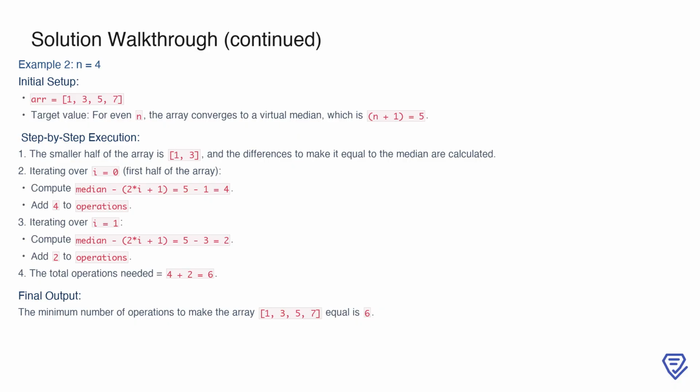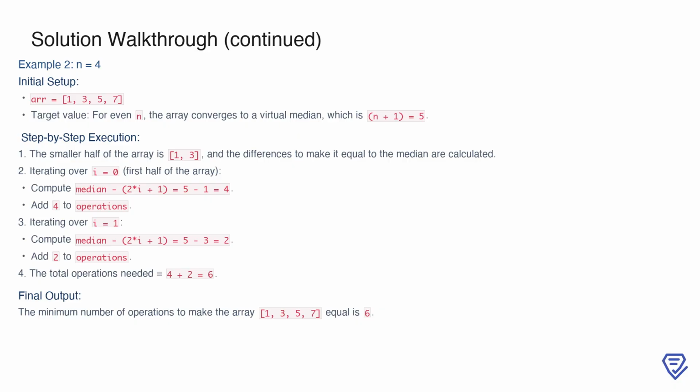Now, let's analyze the case where n equals 4. The array becomes 1, 3, 5, 7. When n is even, the target value is a virtual median, which is n plus 1 equals 5. The smaller half of the array, consisting of elements less than the target value, is 1, 3. For each element in this smaller half, we compute the difference from the median and add it to our operations counter.